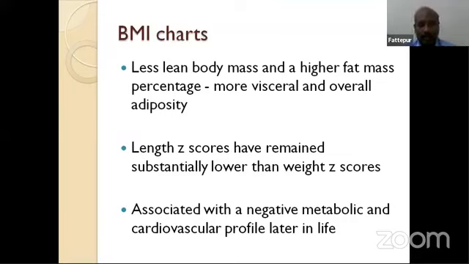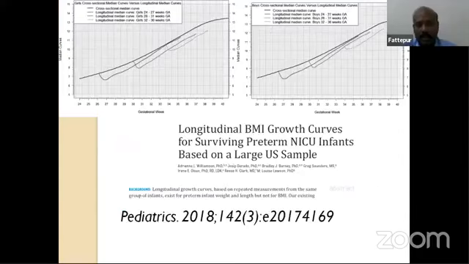So we have BMI charts, but they are still not validated. Longitudinal BMI growth charts are there for surviving preterm infants. It was published in 2018 in Pediatrics, but studies are still going on to know what the effects are, whether it is really going to work or not. We have to see in the future.